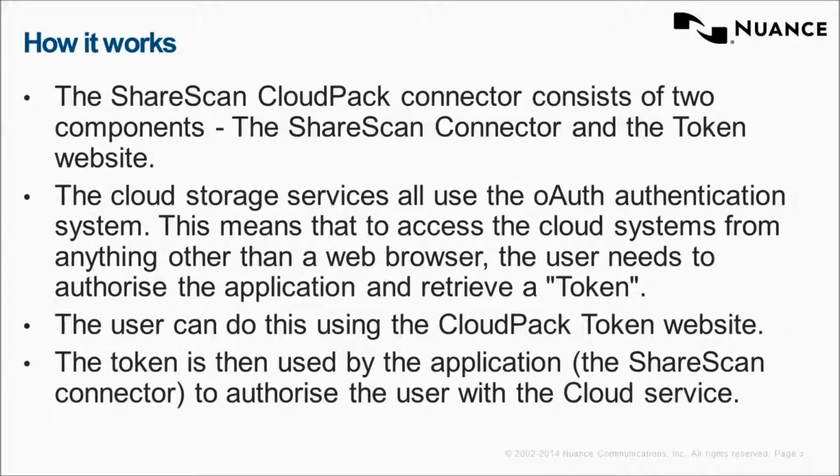There are three ways in which we can get a token from the website. The user is either given a token website address and logs in using their Windows credentials, and that's how we're going to demonstrate the workflow shortly. Or the user is sent an email from the token website or ShareScan connector with a link to the website, which will authenticate them using their email address. Or lastly, the user can try logging into the connector without a token, and the connector will email the user instructions and a link to the website.